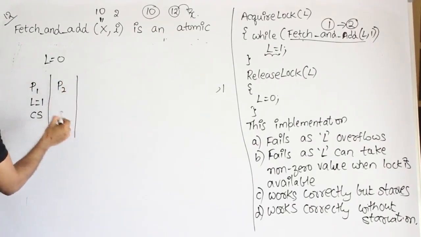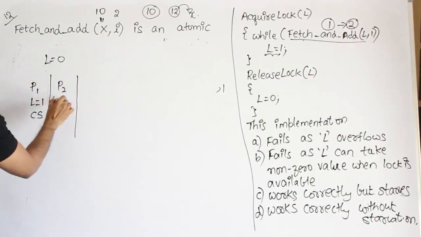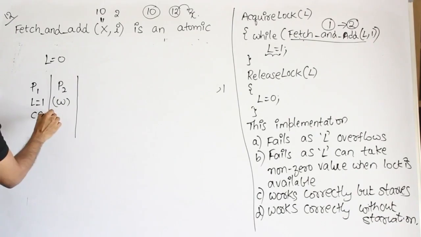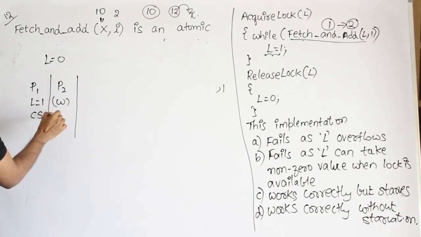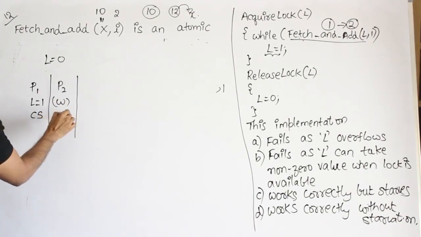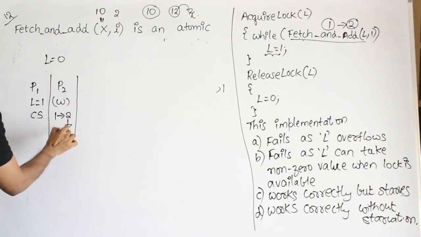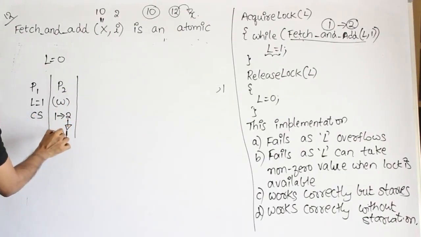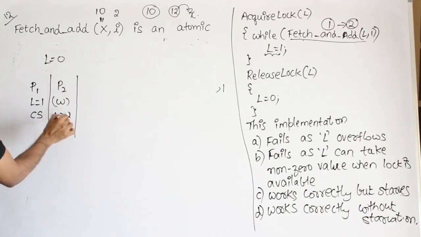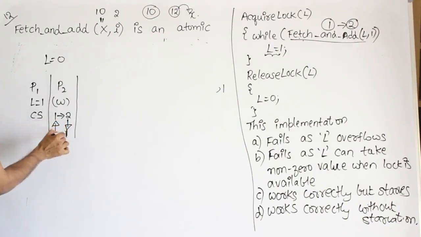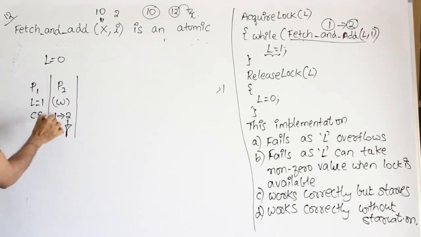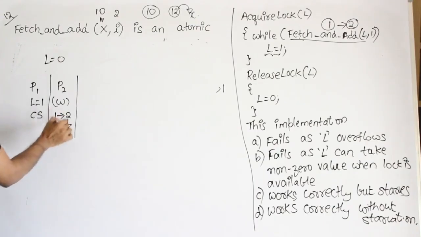As long as it is inside the critical section, let us say P2 came. Now P2 will enter the while loop, and in the while loop it will read the value of L, which is 1, and then add 1 to it, which means it will become 2, and again in the while loop itself it will make the value of L as 1, and again read L, add 1, and make it 1.